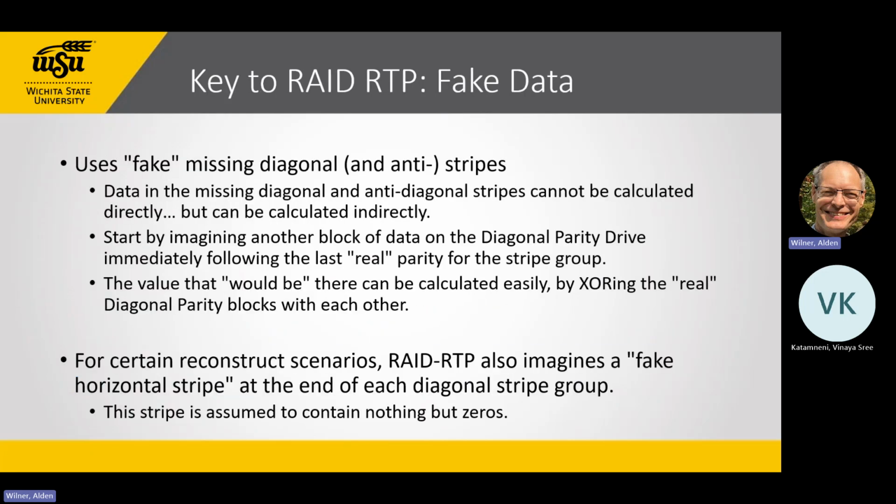You have fake missing diagonal stripes. The data in the missing diagonal and anti-diagonal stripes cannot be calculated directly, but you can calculate it indirectly. You start by imagining another block of data on that diagonal parity drive. So we're talking about this missing diagonal stripe that we didn't have any data for. We imagine there's actually a block down here. And we can calculate what would have been here by adding the two crosswise diagonals. So we examine a fake horizontal stripe, the end of each diagonal stripe group.